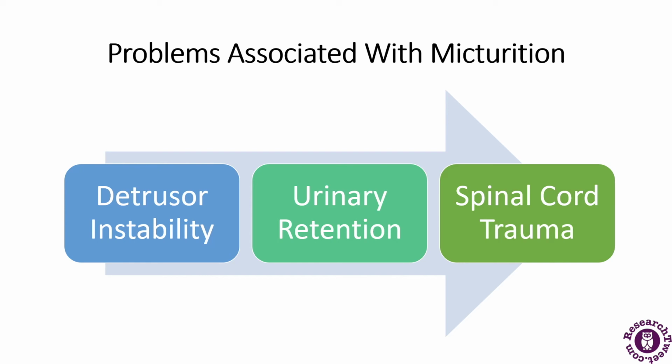Now, what about spinal cord trauma? These are injuries to the spinal cord. As the name suggests, there is an injury to the spinal cord, specifically at the 10th thoracic vertebra, that is T10, which can cause the bladder to be overactive or cause urinary incontinence. So these are some of the problems associated with micturition.